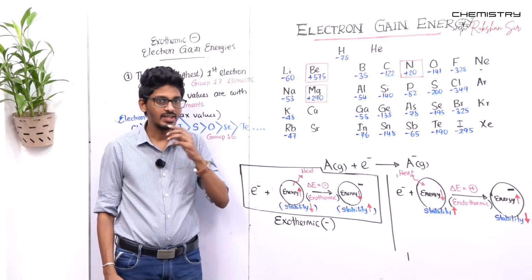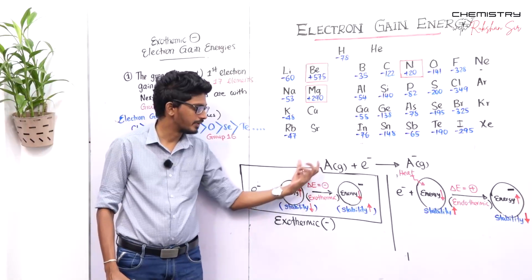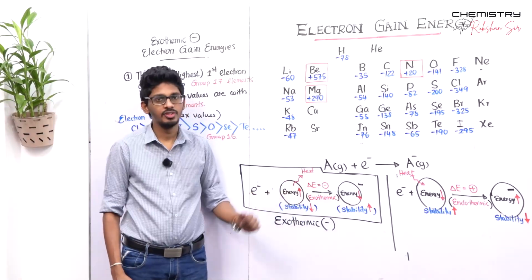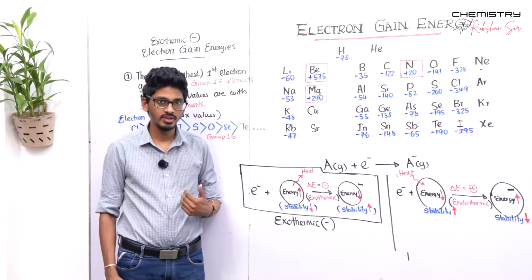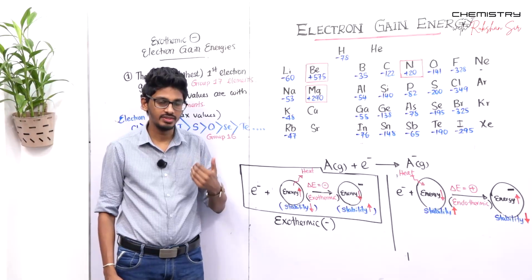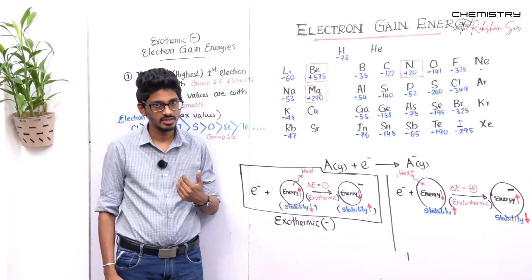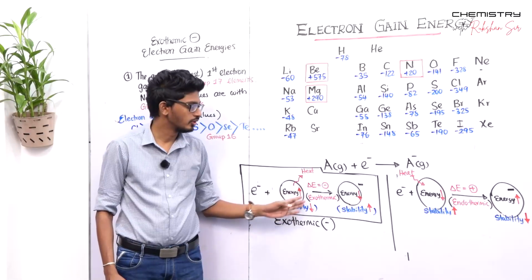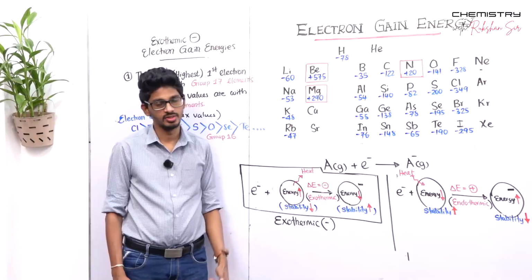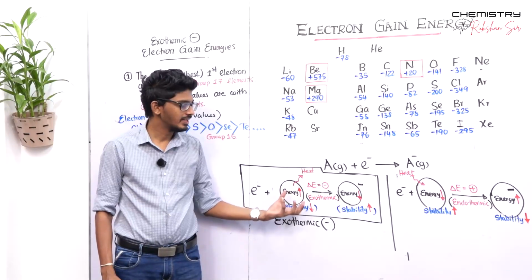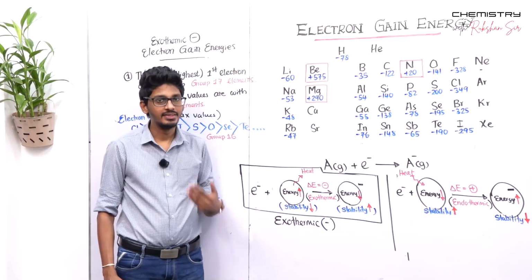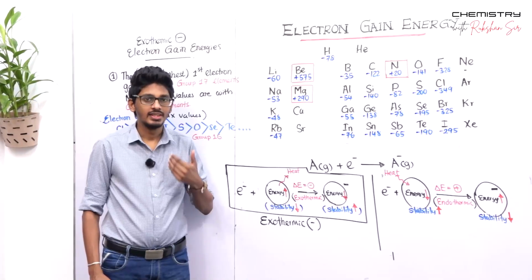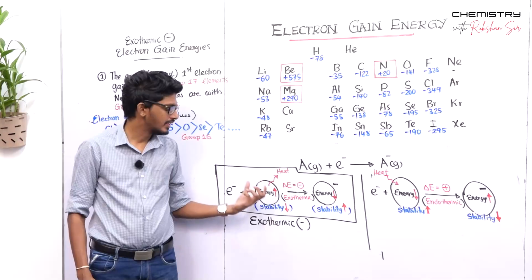Why is that? By gaining an electron, they can come up with the most stable noble gas configuration. The group 17s have 7 electrons in their valence shells, right? By gaining 1 electron, they can come up with the noble gas configuration, the most stable configuration, so they are the ones which get the greatest stability by gaining an electron.